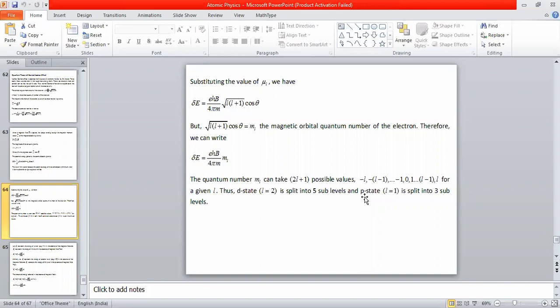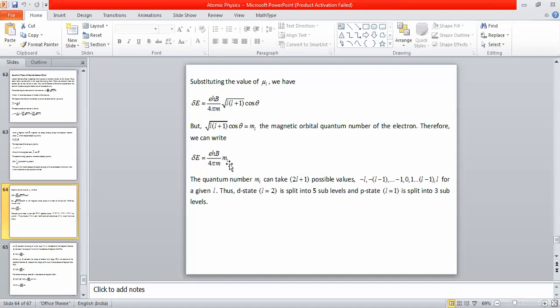In a similar way, if you go to the P state, that is L is equal to 1, ml corresponding to L equal to 1 is -1, 0, +1. Why? Because ml can change from -L to +L. Since L is equal to 1, it can change from -1 to +1 including 0. So ml can take -1, 0, +1 in the case of the P state. Therefore we can conclude that the P state splits up into 3 sub energy levels.